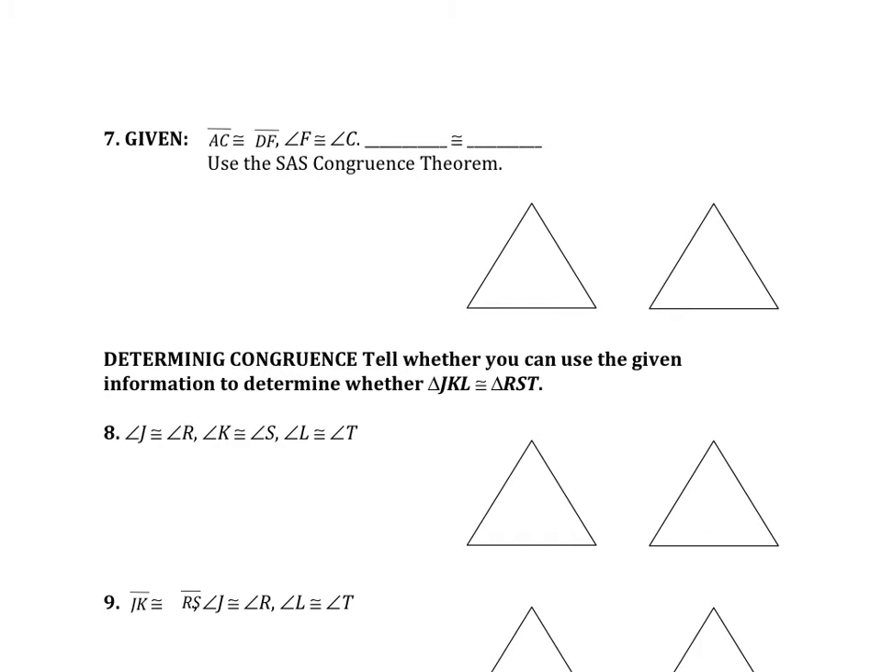Okay, and again D, E, F, A, B, C, AC, DF, FC, and I want side, angle, side. So I need the angle to be the included angle this time. So the angle in between two sides would give me EF congruent to BC.